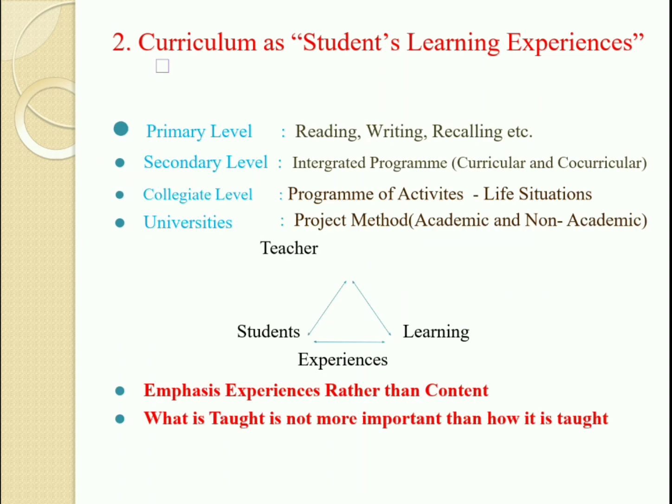And the second one is curriculum as students' learning experience. In this we are going to see three main levels. The first one is the primary level, which speaks about reading, writing and recalling, etc. The secondary level is an integrated program, the curricular and co-curricular activity. And the collegiate level is a program of activities, that is life situations, and universities use things like the project method, the academic and non-academic things. So here the student, teacher and learning, these experiences, emphasize experience rather than the content. What is taught is not more important than how it is reached or taught.